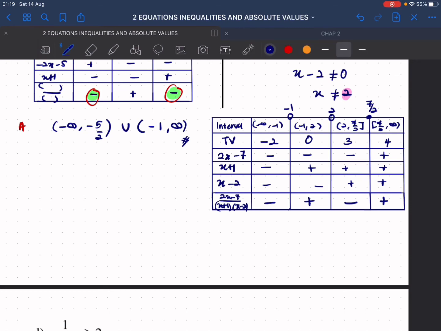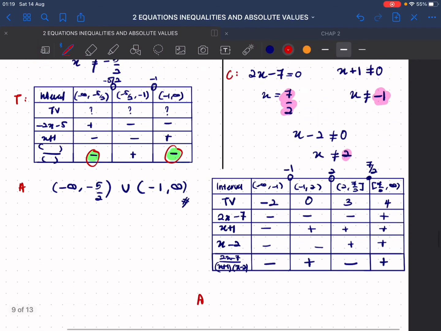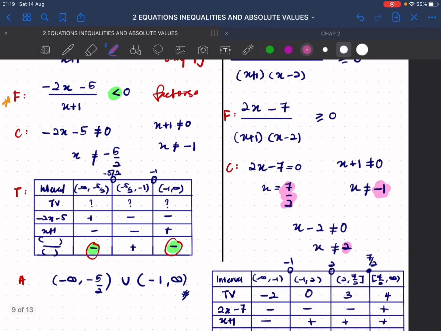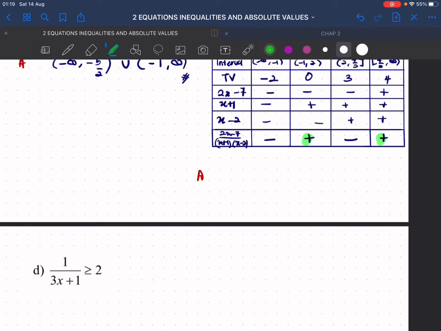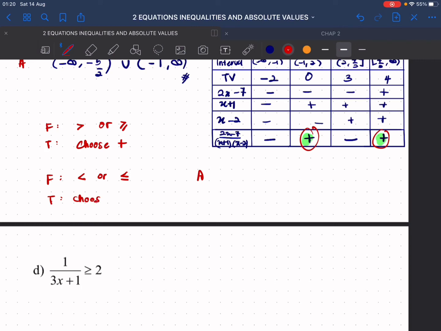So the next step is we have to choose our answer. Okay, back to our factor here. The factor is greater and equal. Okay, so greater, so we have to choose positive. For those who still don't know, if your factor is greater or greater and equal, choose positive in the table of sign. If your factor is less or less than equal, in the table choose negative.